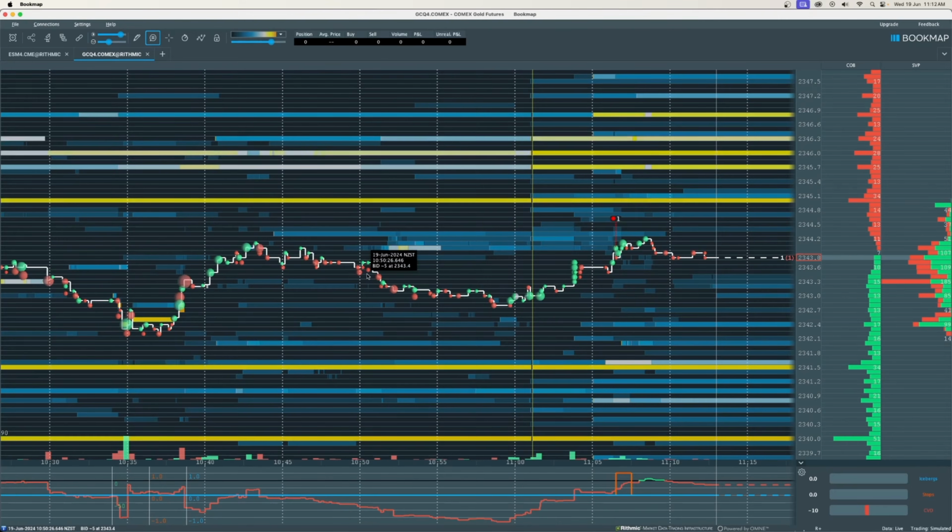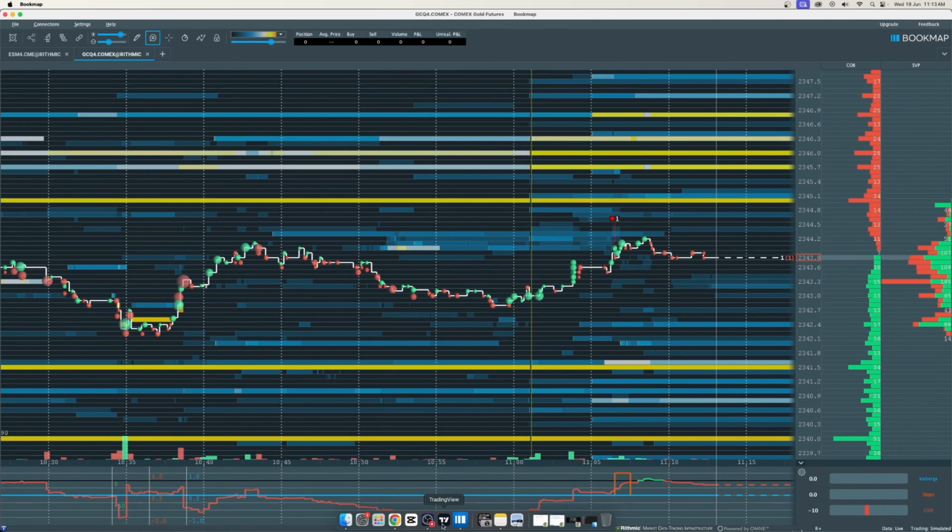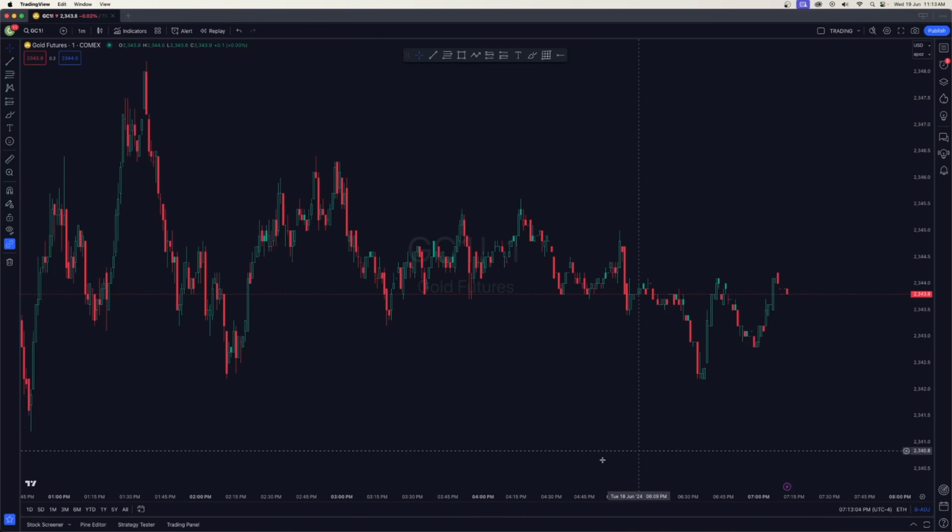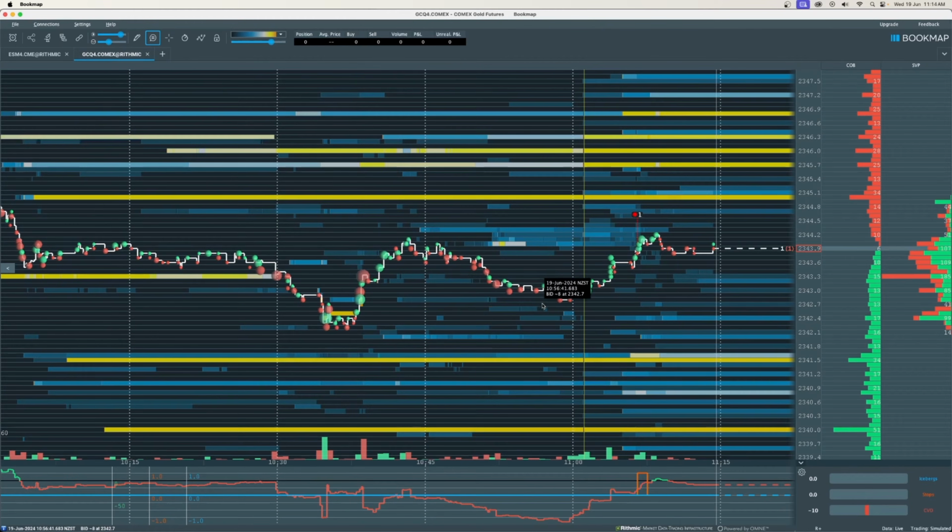Okay, so let's look at Bookmap again. So this is gold, gold futures, and it's the same as the chart we had here. This is gold futures, and this is gold futures as well. Same thing, okay? So when I'm looking at Bookmap, there's two main components that I'm reading when hunting a trade setup, and it's quite simple.